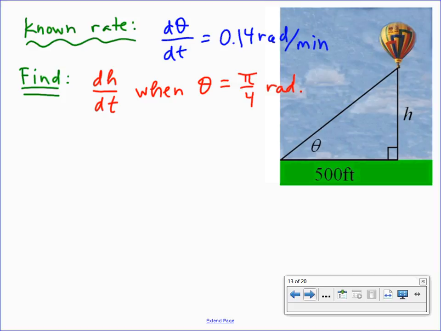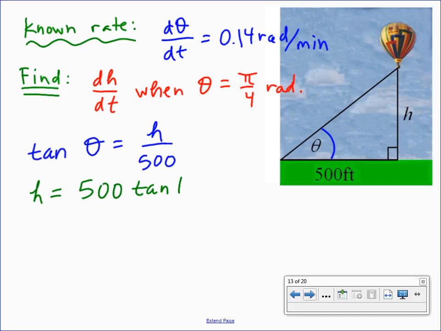So hang on, let me catch up with you. So you're using tangent. Tangent of theta is given by opposite over adjacent. And you're saying that h, height, is given by 500 times tangent theta? Awesome. Who saw the same relationship? Raise your hand. Everyone with tangent? Cool. So now we've got a formula relating the quantities that are in my rates.